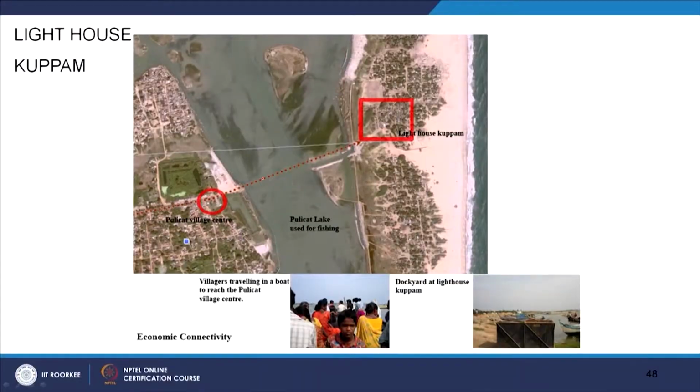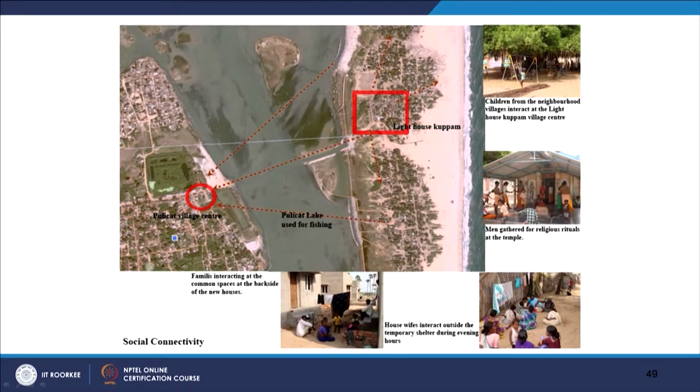And Lighthouse Kuppam was in the process during my study, and it was a Dalit settlement where 11 villages were settled on an island near Pulicat Lake. So I used to travel every day by boat from here to here, and then I used to spend some time in focus groups and things like that. Here, even though they were offered a relocation option, they didn't opt for that. They wanted to stay there, and they have gone for brick and concrete houses.